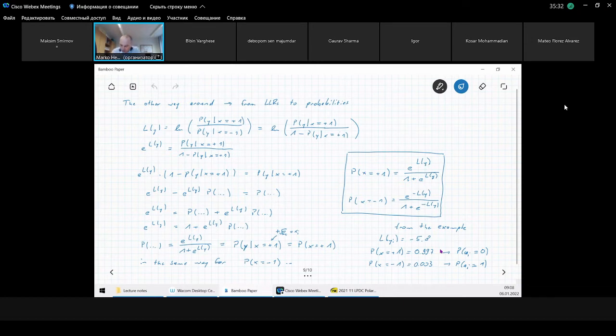Also here, following our example, if we have a log likelihood ratio of -5.8 from before, and I use these equations to calculate the probabilities, we can say with 99.7% probability, this observation resulted from a 0 bit that was transmitted or mapped to +1. This observation could also have resulted from a -1 that was transmitted, but only with like 0.3%.